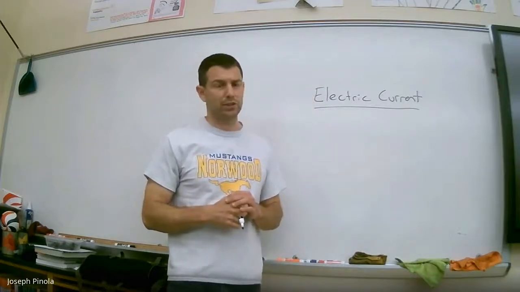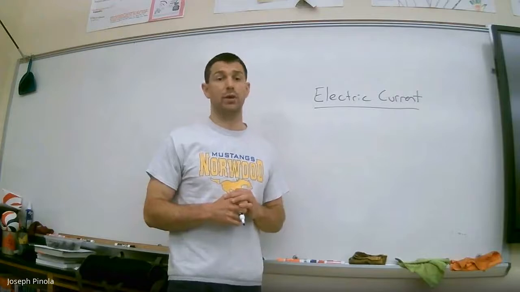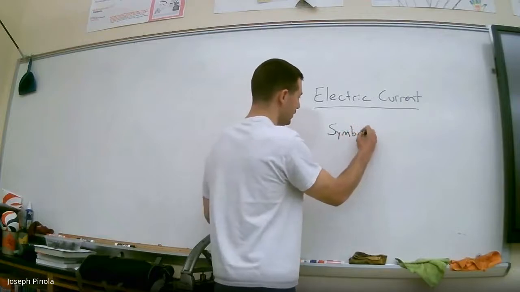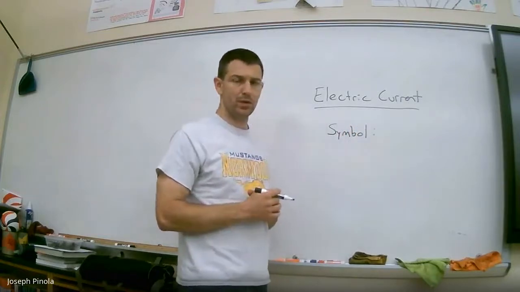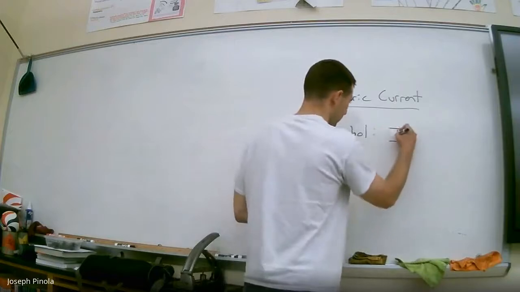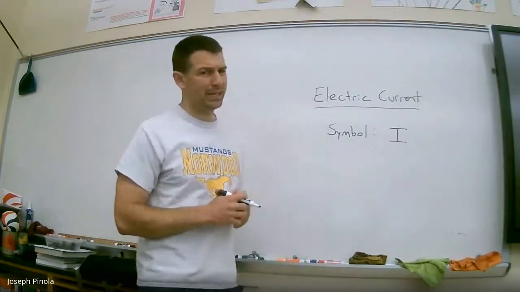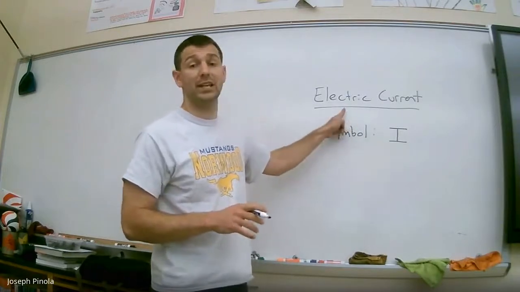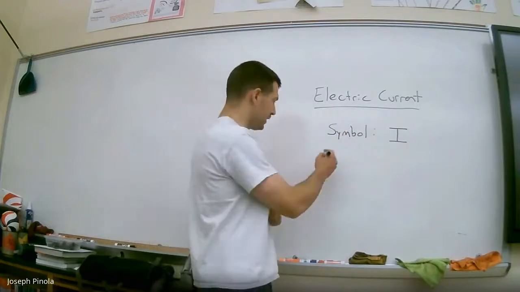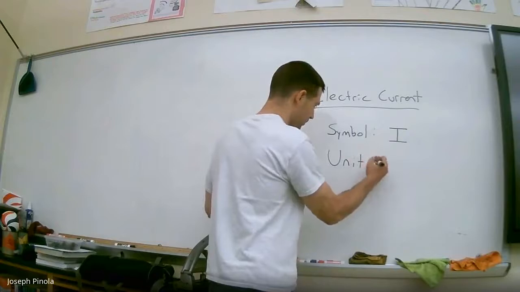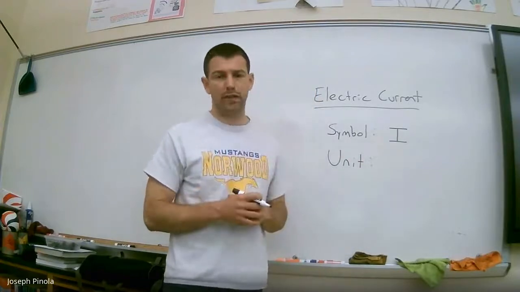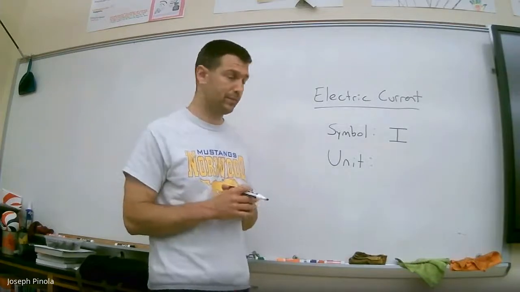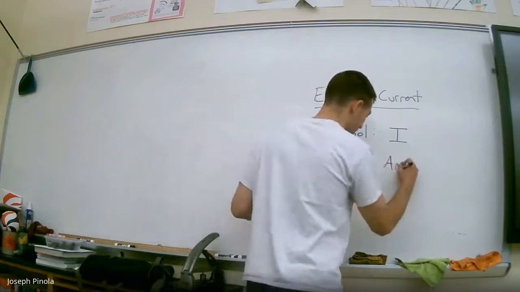Sometimes we're going to be asked to use electric current in equations to do calculations. And when we do, we will give a symbol to electric current. We're going to give it the symbol I. Now, I know that doesn't make a lot of sense, but you've got to make that connection in your head. The symbol I represents electric current. We also have to give electric current a unit. And the unit that we measure electric current in, just like we might measure distance in meters or time in seconds, is amperes.